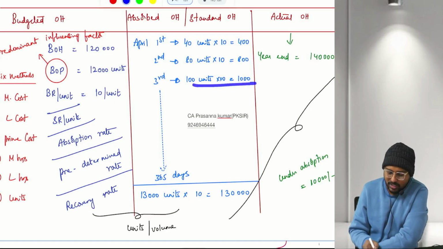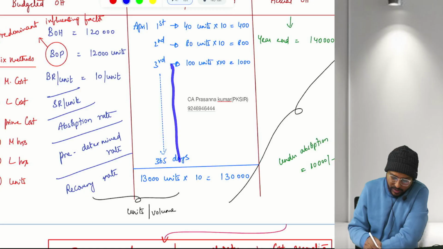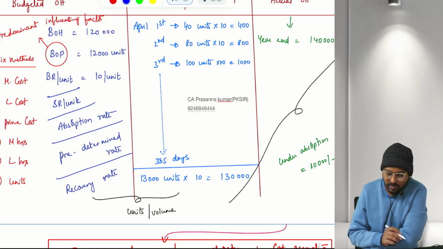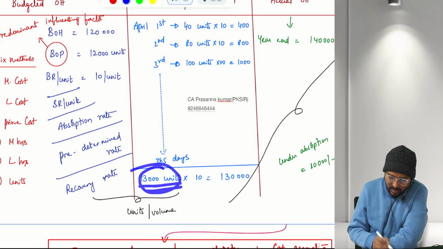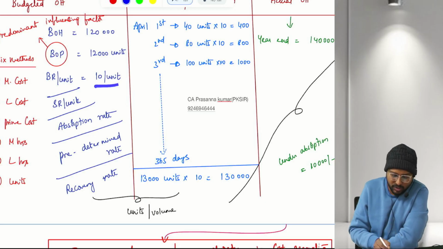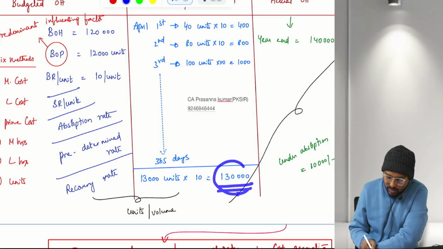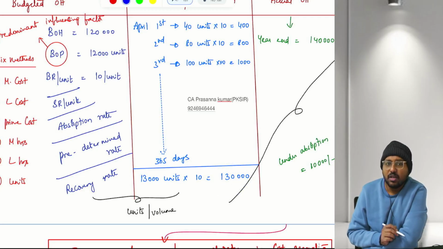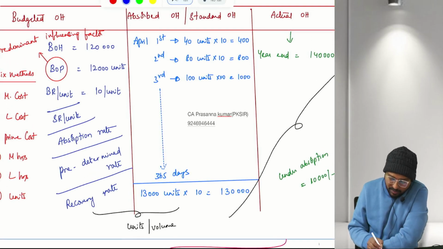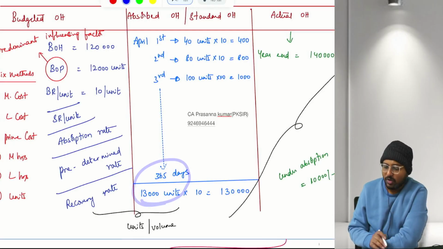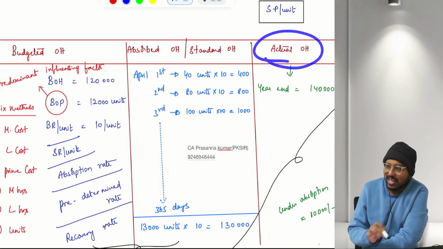10. How much is absorbed? 1,000. Done. Like that, you will do it for the entire year, for 365 days. After the year end, after the year completion, you have actually manufactured 13,000 units. For each unit, you should absorb how much? 10 rupees. Therefore, totally you have absorbed how much of overheads? 1,30,000. Got it?